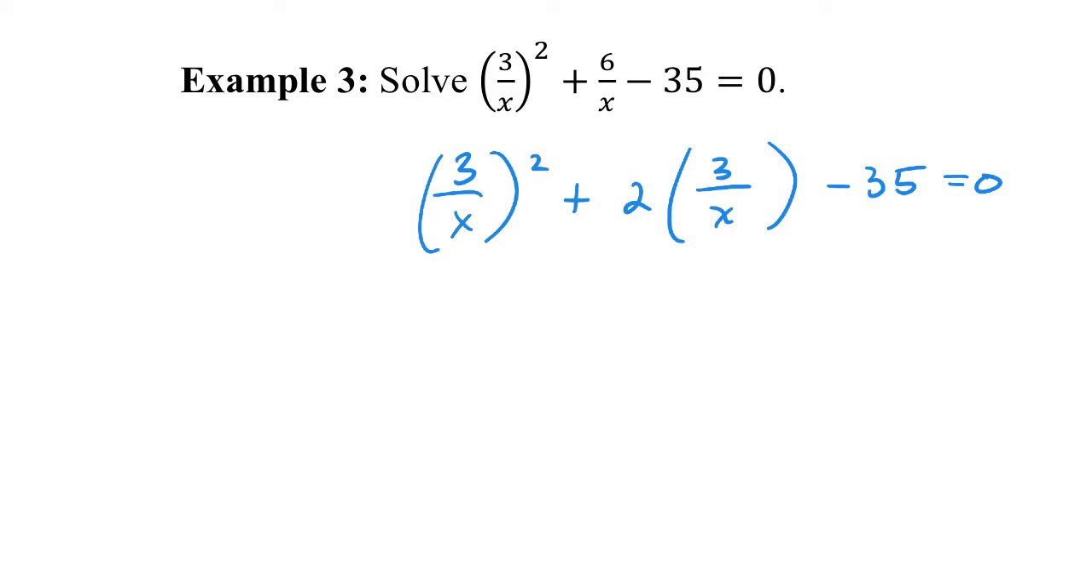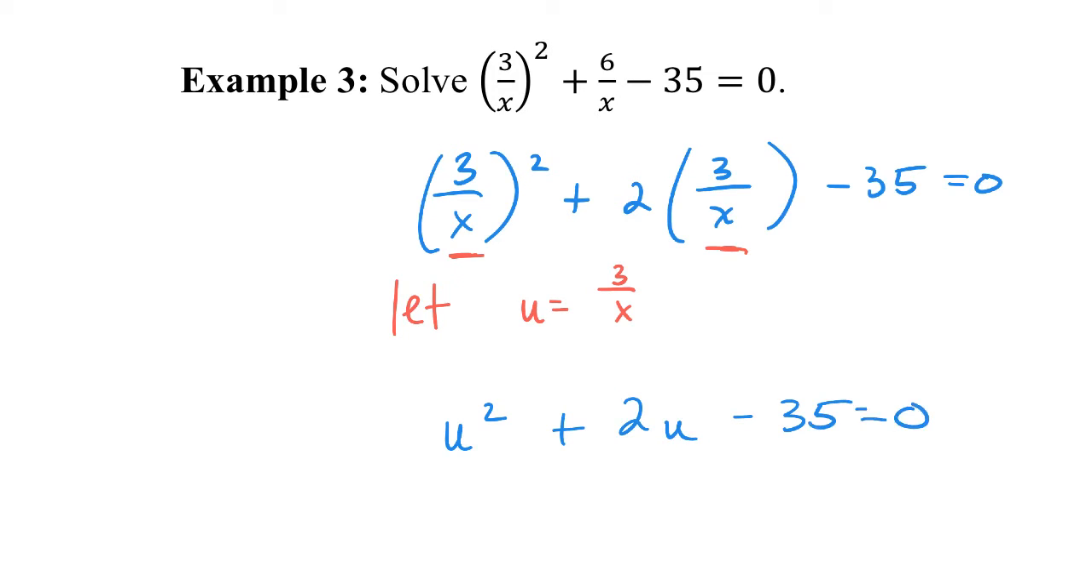And then our let statement becomes simple. Let u equal 3 over x. Because 3 over x appears here, and it appears here. So we can replace in both those spots with the letter u. So 3 over x quantity squared becomes u squared. Plus 2 times the quantity 3 over x, which is really just 2 times u, minus 35 equal to 0.